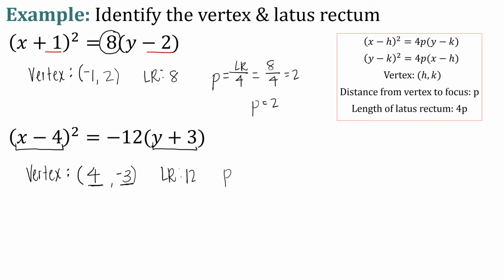So that means that our P, now this negative does tell us something, we'll come back around to that in just a second. Our P is our latus rectum, which is 12, divided by 4, and 12 divided by 4 is 3. So we know our P is 3. Now our x is squared, and our 4P is negative. Therefore, we know that this opens down. So if we see a negative, we know that our parabola is either opening down or to the left. That's what that negative is useful for right there.